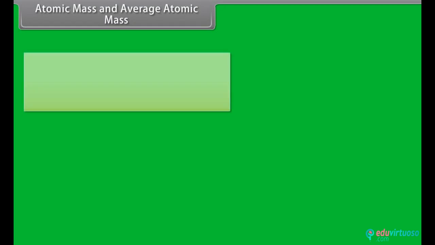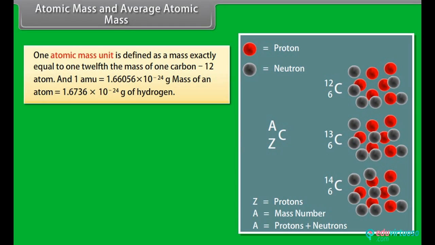Atomic mass and average atomic mass. One atomic mass unit is defined as a mass exactly equal to 1/12 the mass of one carbon-12 atom. And 1 AMU is equal to 1.66056 into 10 raised to the power minus 24 gram. Mass of a hydrogen atom is equal to 1.6736 into 10 raised to the power minus 24 gram.